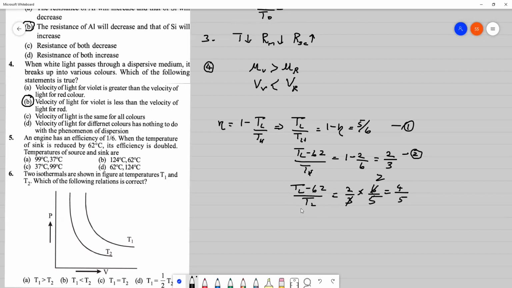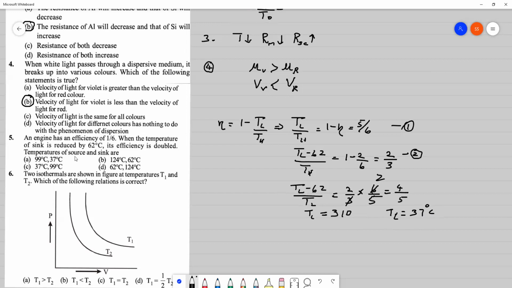So solving this equation, you will get TL is equal to 310. When you cross multiply, this becomes 5 TL and this becomes 4 TL. So when you subtract, it becomes TL. TL is equal to 5 into 62, which is 310. Because the options are given in Celsius, I will convert it into Celsius. I have to subtract 273. So the lower temperature will be equal to 310 minus 273, which is 37 degrees Celsius.